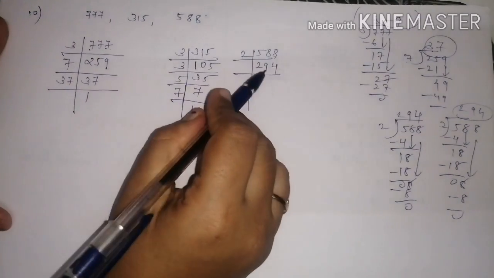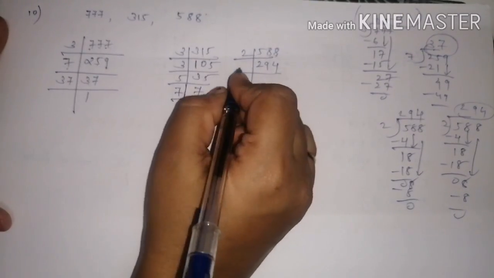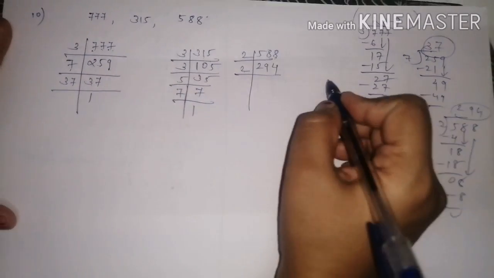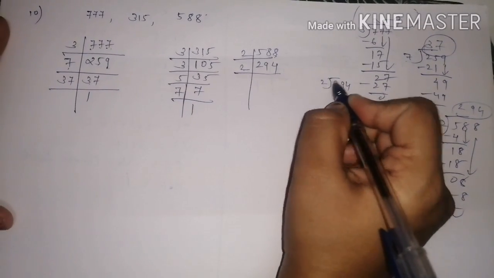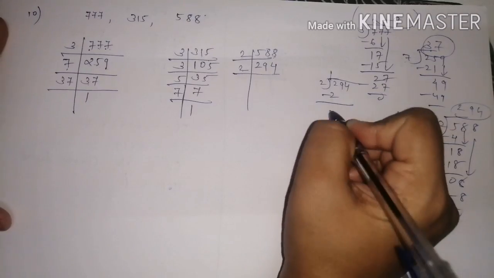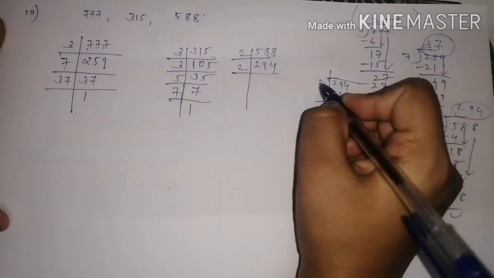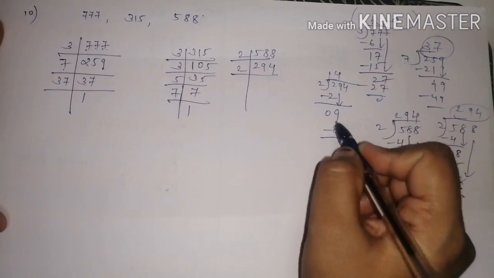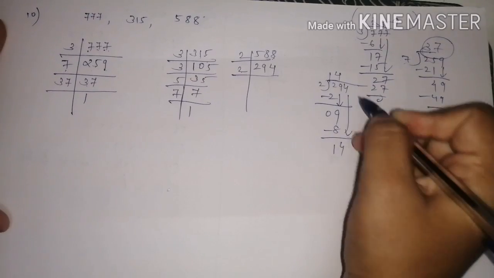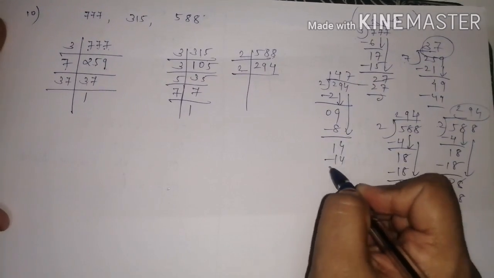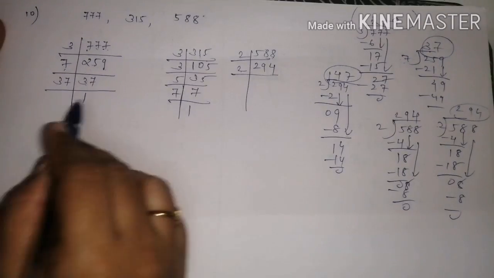Now again it will go by 2 because the units place is 4. So again divide 294 by 2. 2 1s are 2. 2 minus 2 is 0. Take this 9 down. 2 4s are 8. 9 minus 8 is 1. Take this 4 down. 2 7s are 14. So you got 147.